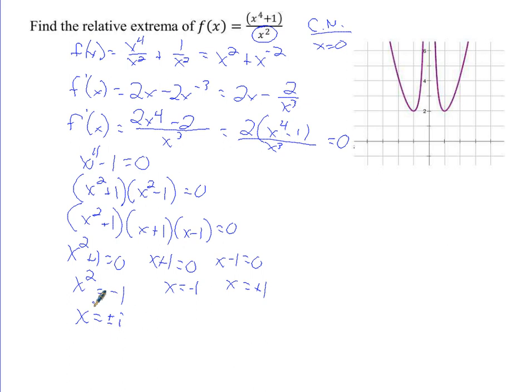Obviously, we're not concerned about imaginary roots, so those 2 will disappear, and we're only going to have these 2. So my final critical numbers, if I was asked what the critical numbers were, would be x equals 0, x equals negative 1, x equals positive 1. Or I could write x equals plus or minus 1 and save myself a couple of strokes.